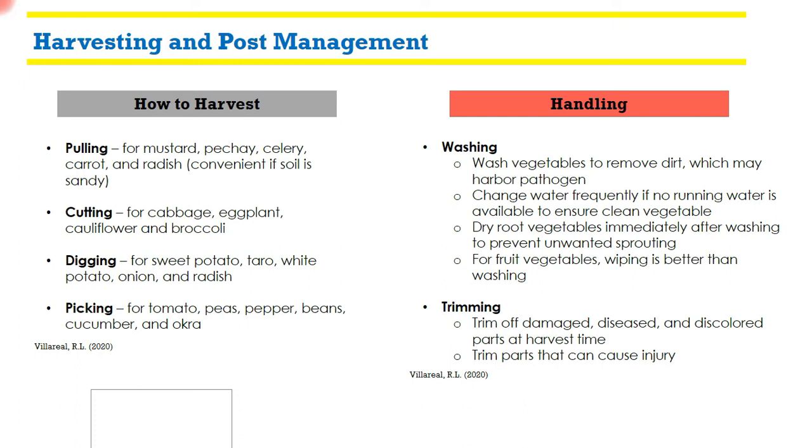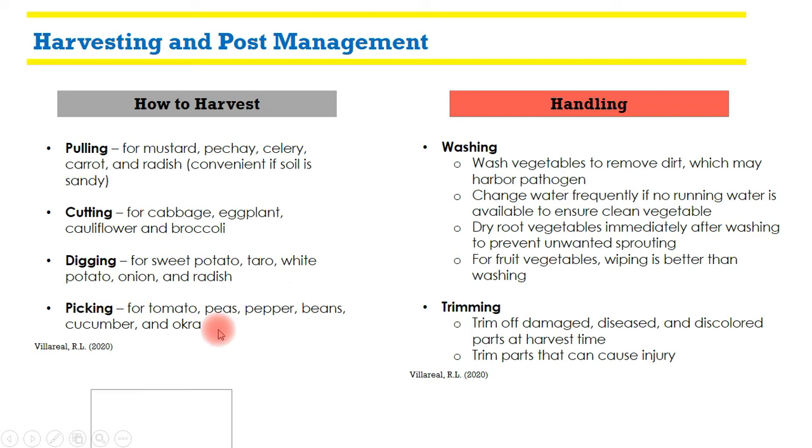Pulling. This is done for mustard, pechay, celery, carrot, and radish. For cutting, you can do it for cabbage, eggplant, cauliflower, and broccoli. Digging is applicable for sweet potato, taro, white potato, onion, and radish. Picking is applicable for tomato, peas, pepper, beans, cucumber, and okra.